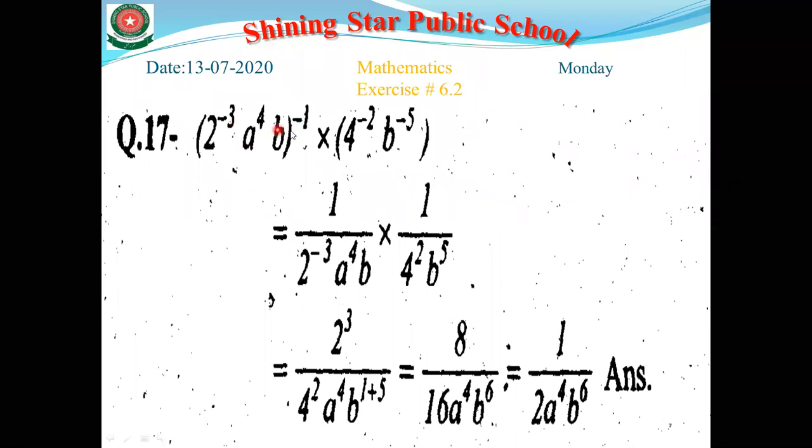Here power is -1, so we write this whole bracket in the denominator, and here powers are negative, so that's why we write 1/4 square b power 5. Now we can write this 2 power -3 in the numerator, so it becomes 2 power +3, and a power 4 and 4 square b power 5 plus 1, 6. So 4 square is 16, a power 4 is 4, and b power 6. So 1/2 a power 4 b power 16 is your required answer.